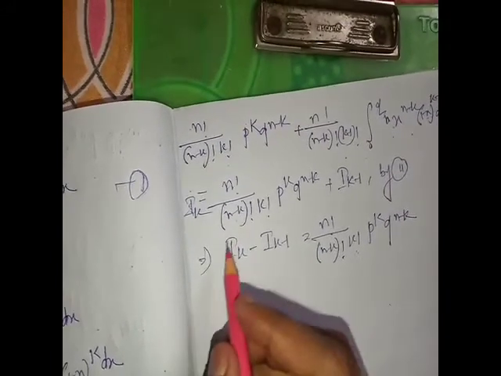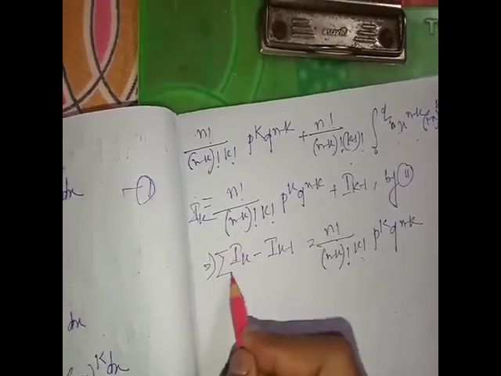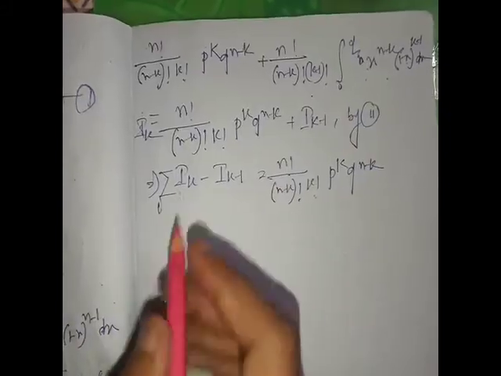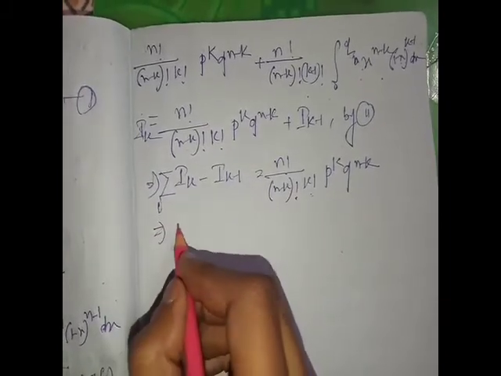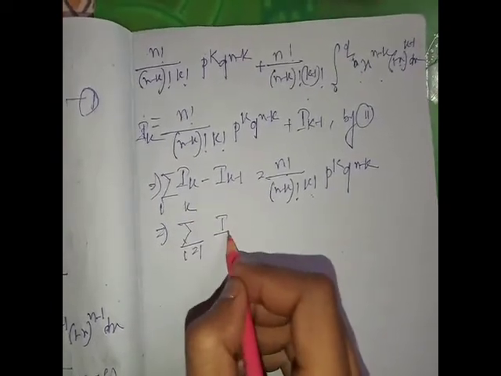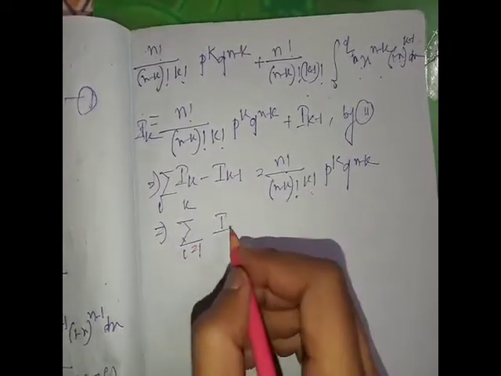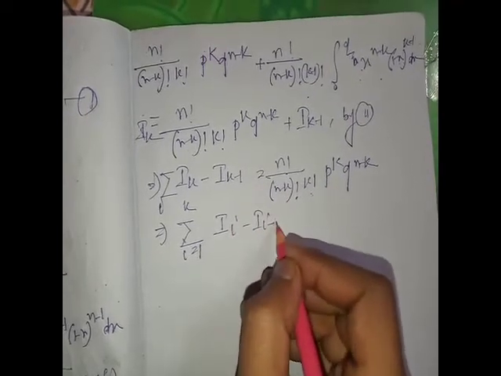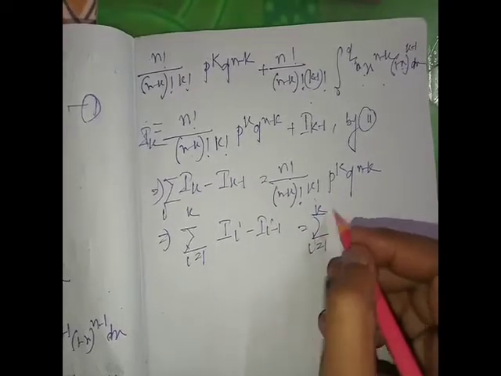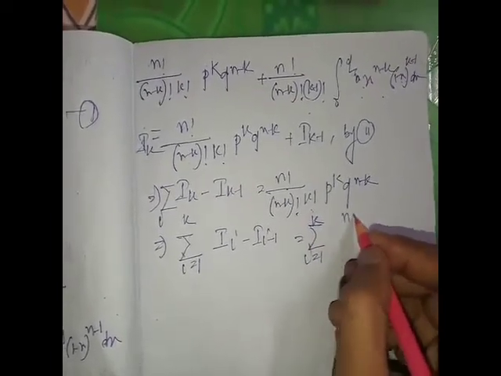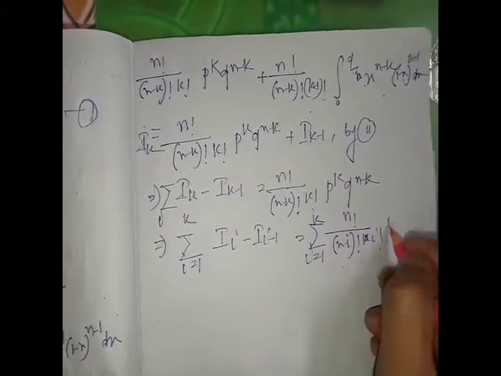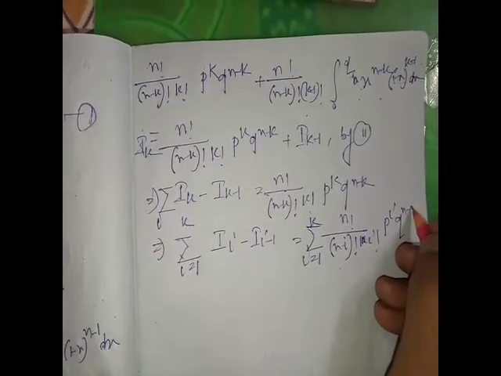Let us take summation on both sides, from i equal to 1 to k. Summation of (I i minus I i minus 1) equals summation from i equal to 1 to k of n factorial by i factorial (n minus i) factorial, p to the power i, q to the power n minus i.